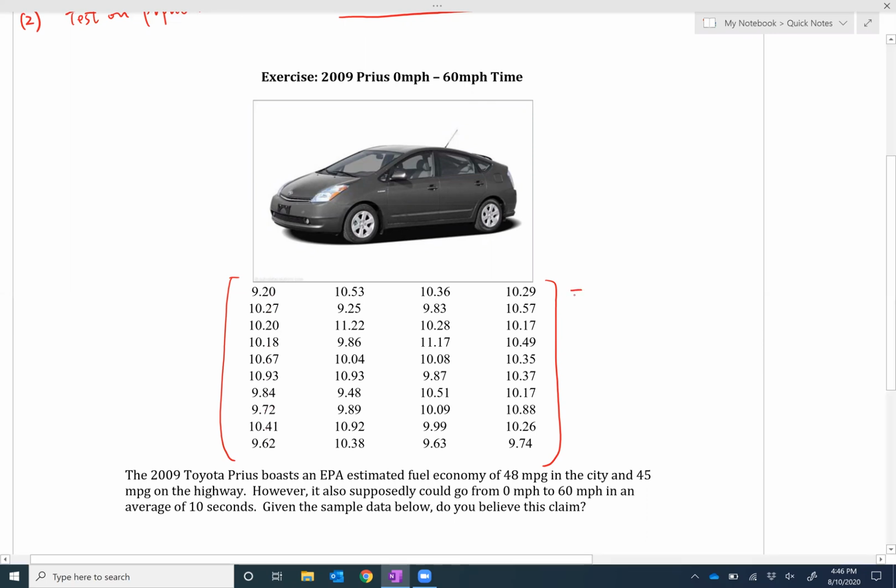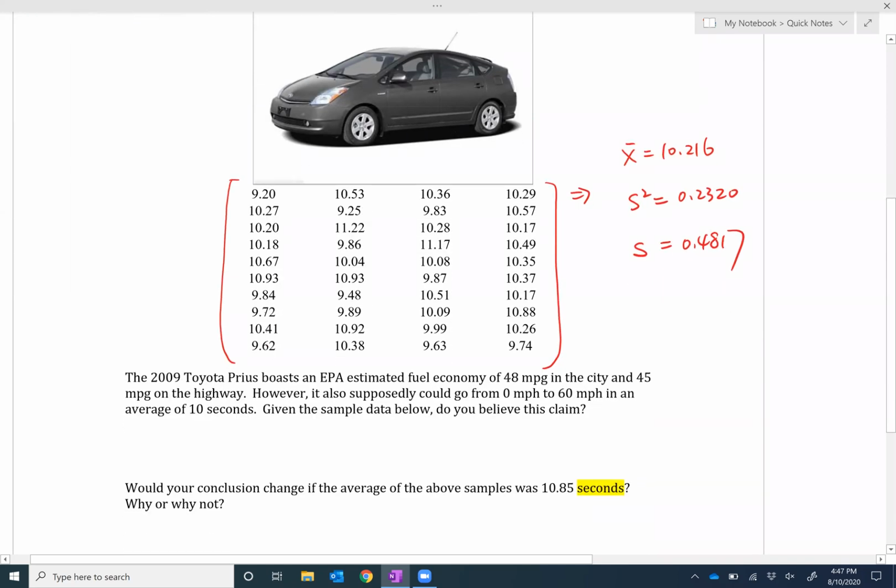Now, from this set of data, let's calculate some useful information. We can get X bar, which is 10.216. And we don't know the population variance. We only know the sample variance, which is 0.2320, and then the sample standard deviation will become 0.4817. Now, do you believe the claim from Toyota?